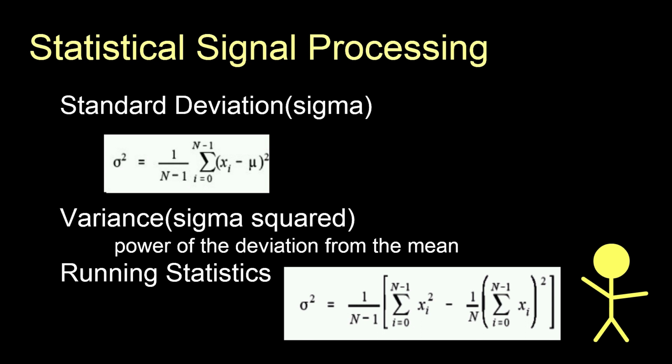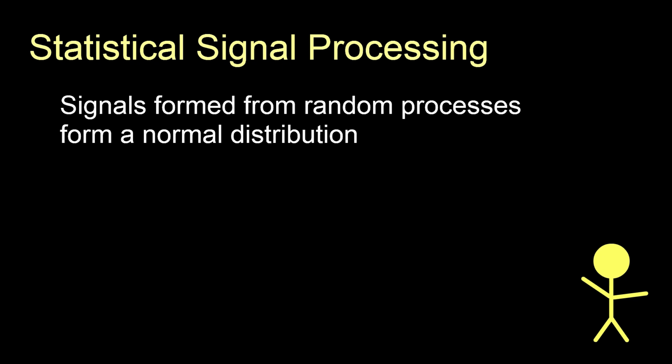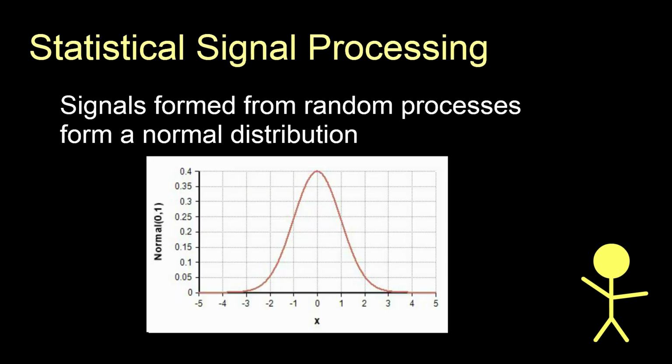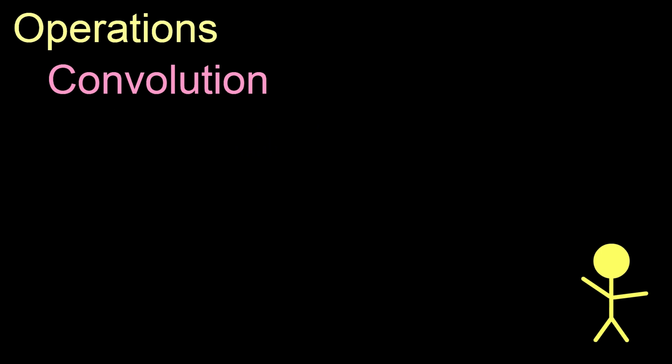Something I found interesting in statistical signal processing is that signals formed from random processes usually have a bell-shaped probability density function. This is called the normal distribution, or the Gaussian distribution, or a Gaussian. The total area under it is 1, and you guys have seen it before. Let's move on to some signal processing operations and techniques. One of the most used operations is convolution. It expresses how the shape of one signal is modified by another signal.